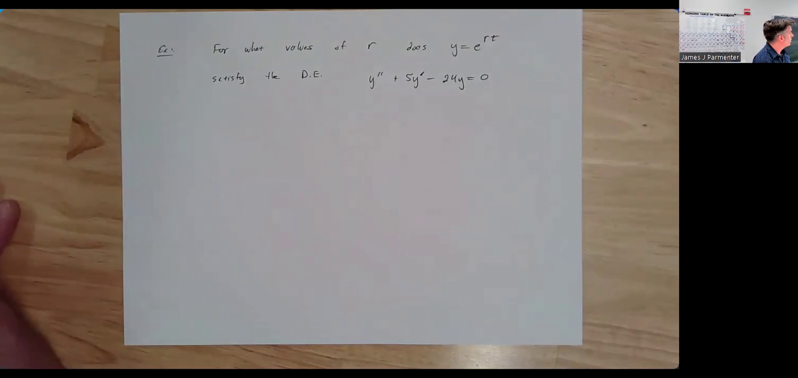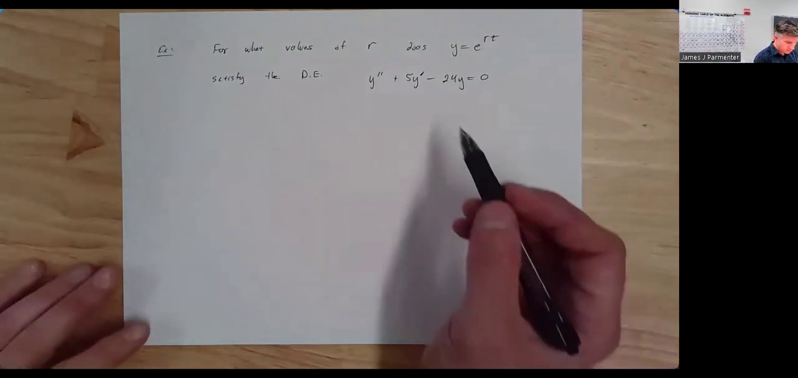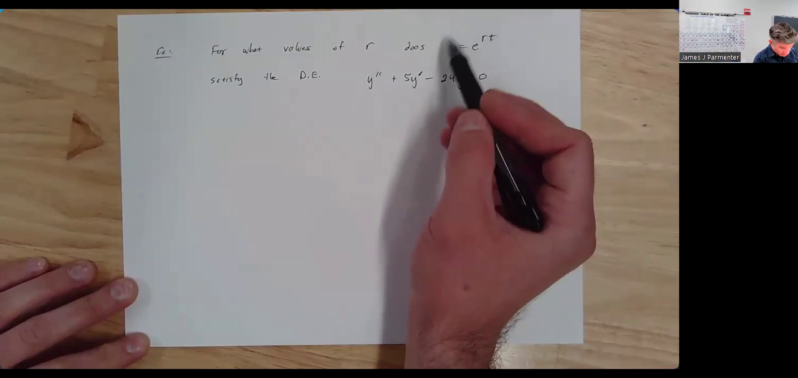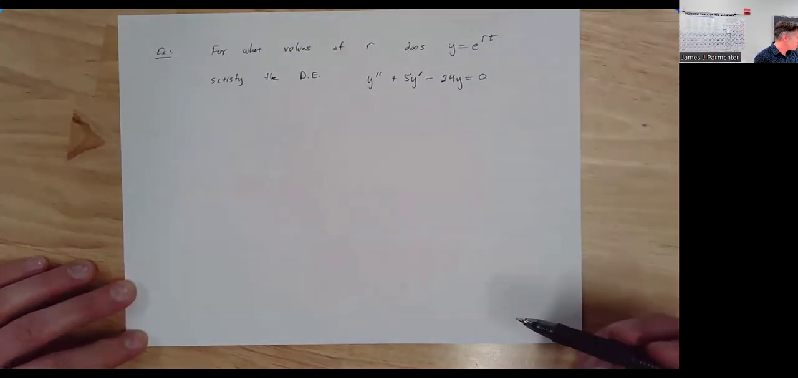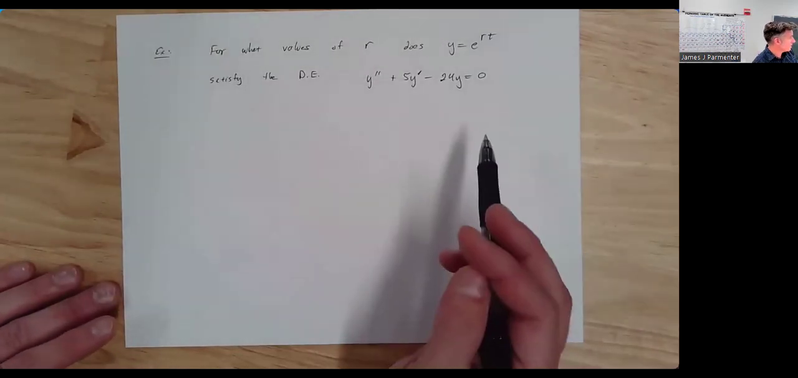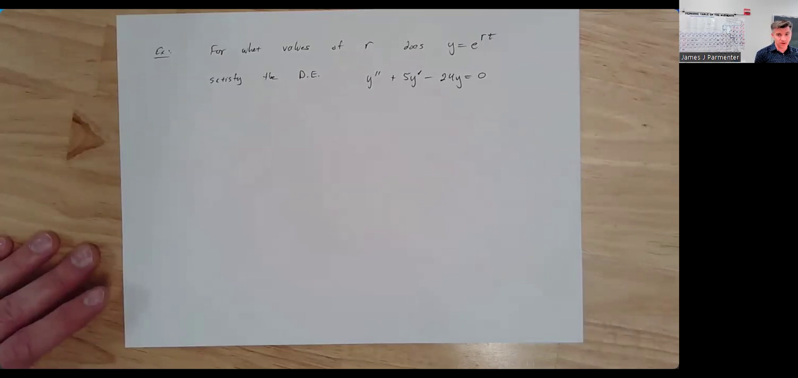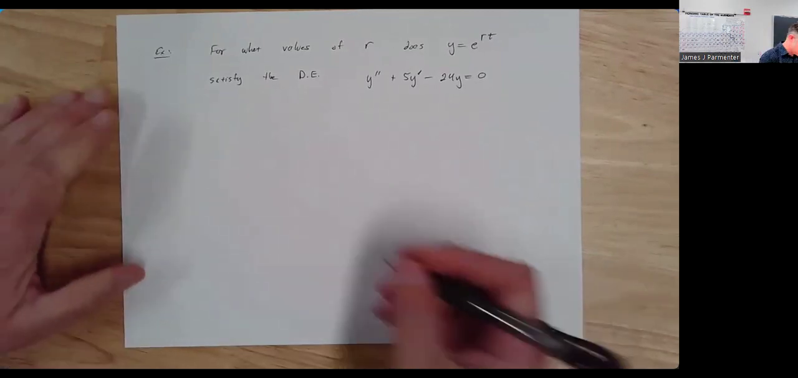So we're going to start the same way. We're going to start by assuming, as we're told, that this y equals e to the rt is a solution to this differential equation. So we're going to find its first derivative and its second derivative and plug those things in, assume that it's going to equal 0, and then find the values of r that actually make that true. So let's find our derivatives.